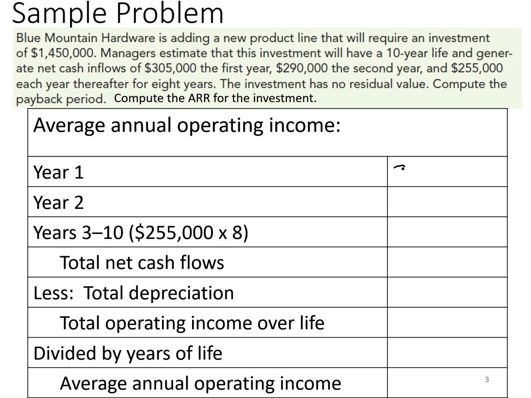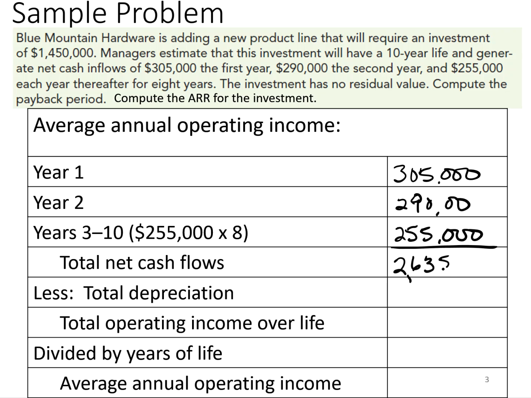So we know year one inflow of cash will be $305,000. Year two is $290,000. And this is all given to us. And year three is $255,000, and that's for years 3 through, or for the next 8 years, I guess I should say. So if we add all those up, what you end up with for total cash inflows is $2,635,000.